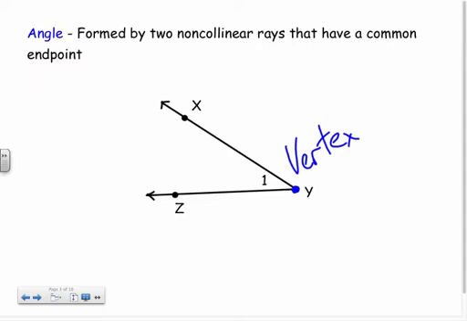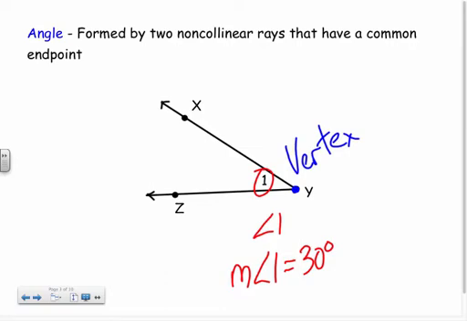And we can name this angle various ways, right? The most common way to name an angle, especially when it's given a number inside of here, is we can just name that angle 1. So I would say angle 1. If I wanted to state the measure of angle 1, let's just say it's 30 degrees. I have no idea how much it is. I would have to say the measure of angle 1 equals 30 degrees. Okay, so I have to put that little m in front if I'm going to state the measure.